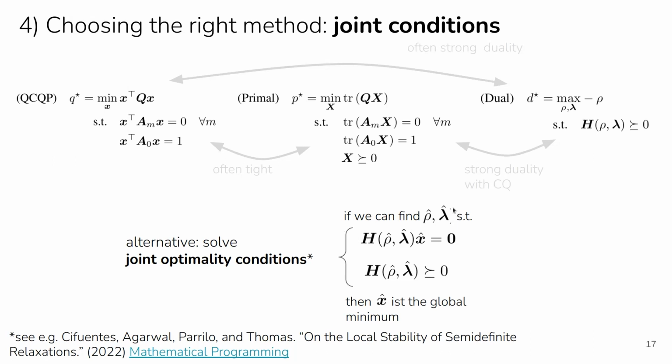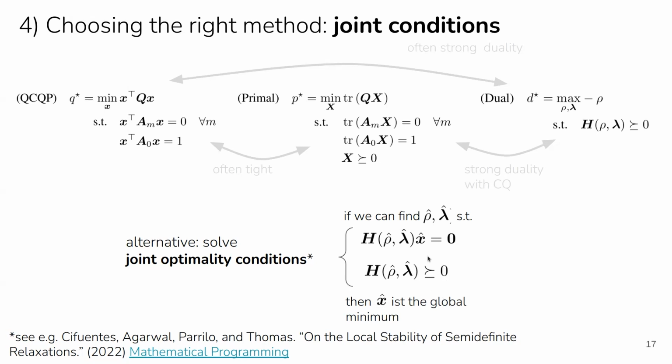can find dual variables, given a local estimate x hat that comes from our QCQP, that is locally optimal, if you can find dual variables rho hat and lambda hat such that these two equations hold, so this is the stationarity condition and this is the dual feasibility condition, then you know that x hat is the global minimum.